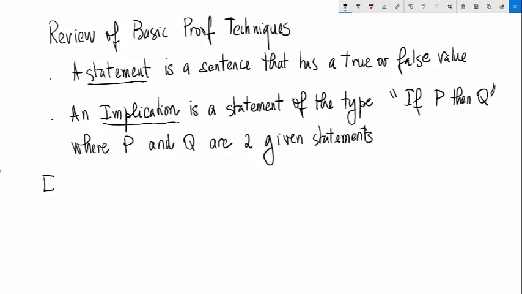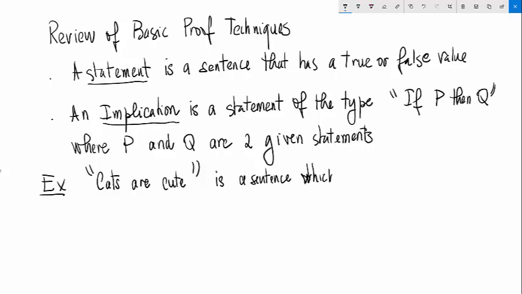As an example, let me give you an example of a sentence which is not a statement. "Cats are cute" is a sentence which is not a statement. It is an opinion, right? The fact that cats are cute depends on who you talk to.